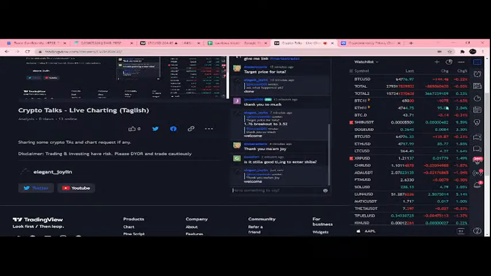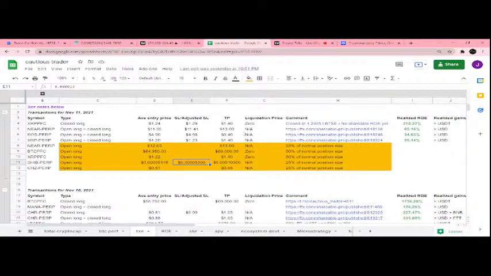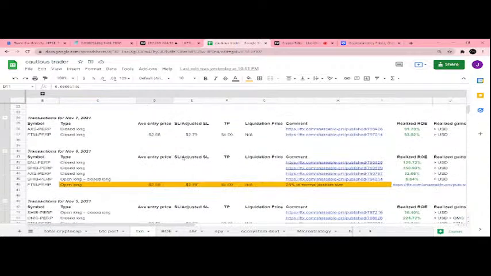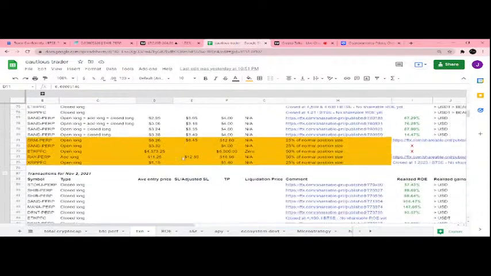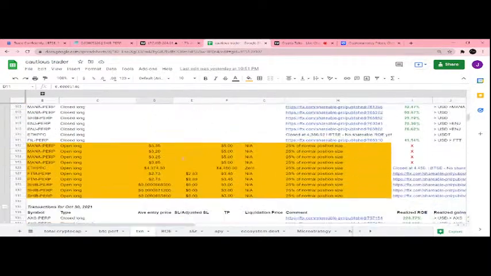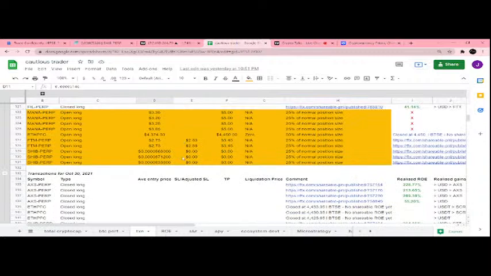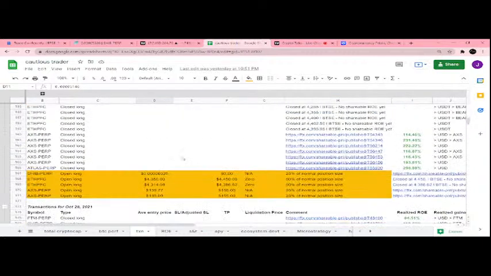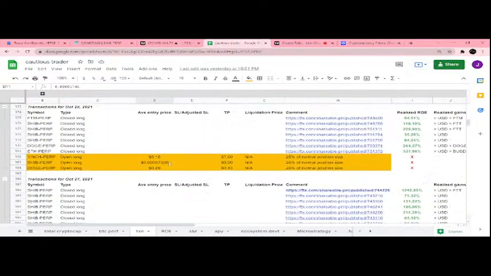For Shiba, what's my entry price? 5,100 something. But actually, I still have one that I opened at 7,309. I'm still maintaining it. It's still an open position, because there's still an X, which means I did not close it yet. And my TP is 10,000.